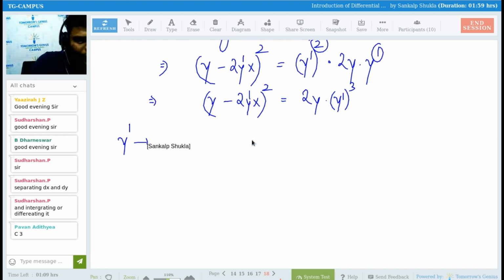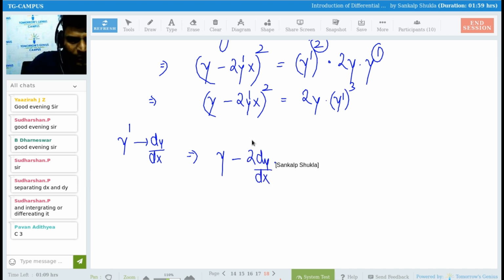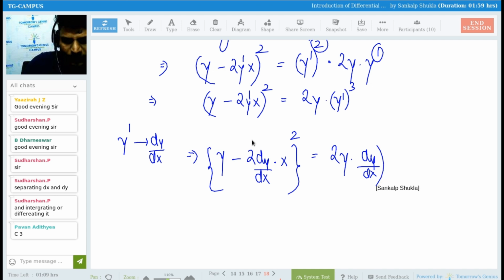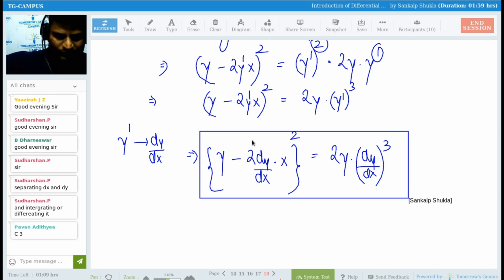Now just replace your y dash with dy by dx. So this will become y minus 2 dy by dx into x whole square is equal to 2y dy by dx whole cube. Now you guys are able to spot the order and degree. Since the highest differential element used is dy by dx only, that means order is 1. But it has degree 3 because the highest power of dy by dx is 3. So order is 1 and degree is 3.